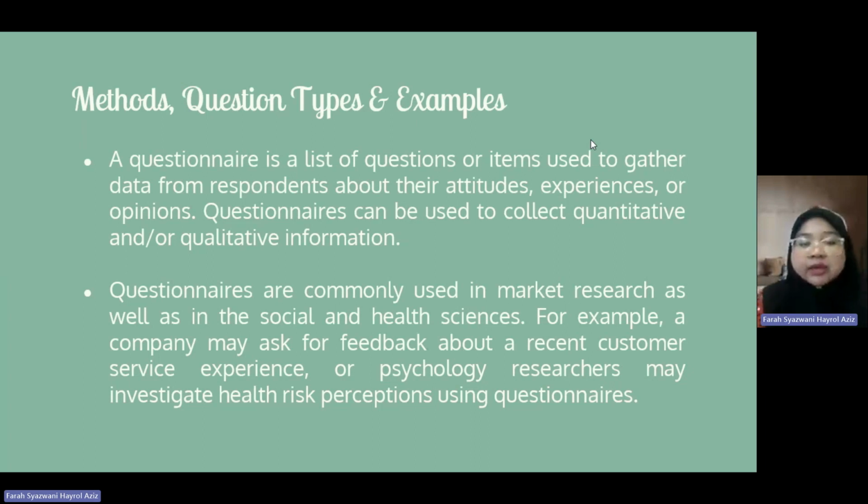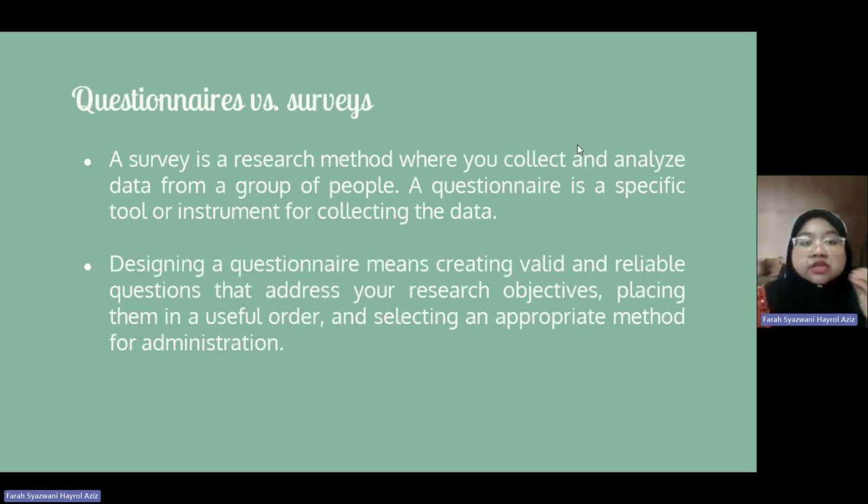For example, a company may ask for feedback about a recent customer service experience, or psychology researchers may investigate health risk perceptions using a questionnaire. So a survey is a research method where you collect and analyze data from a group of people. A questionnaire is a specific tool or instrument for collecting the data. So you as a student must understand the differentiation between questionnaires and surveys.